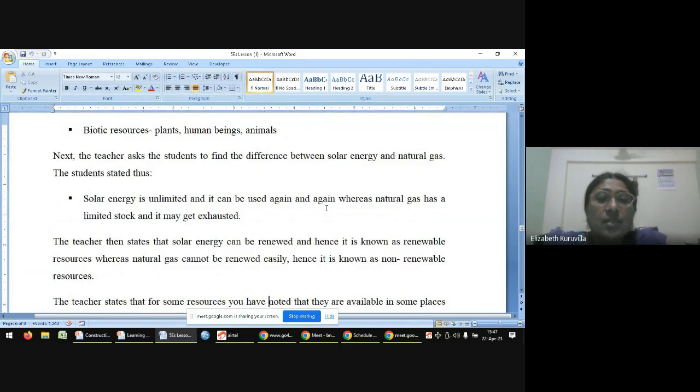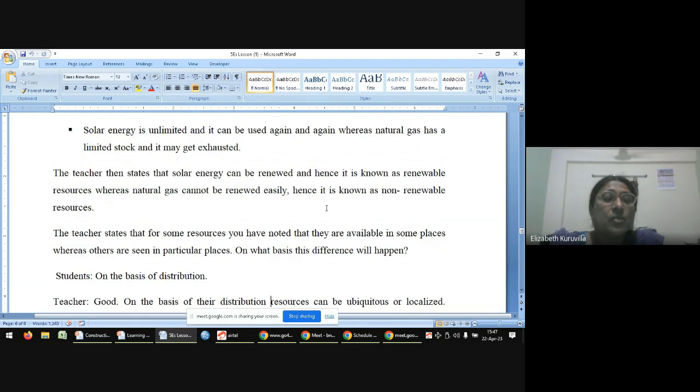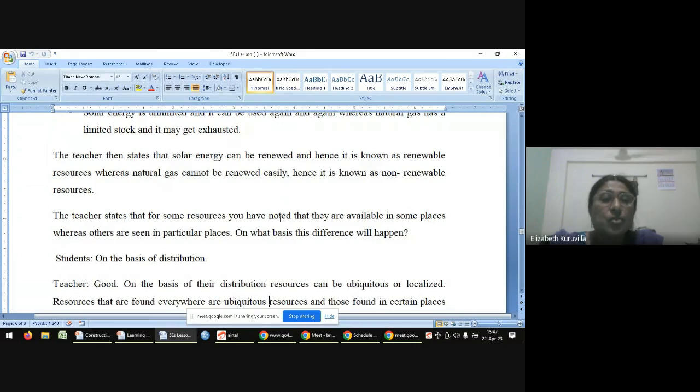Next, the teacher asked the students to find the difference between solar energy and natural gas. The students stated thus: solar energy is unlimited and it can be used again and again, whereas natural gas has a limited stock and it may get exhausted. The teacher then states that solar energy can be renewed and hence it is known as renewable resources, whereas natural gas cannot be renewed easily, hence it is known as non-renewable resources.